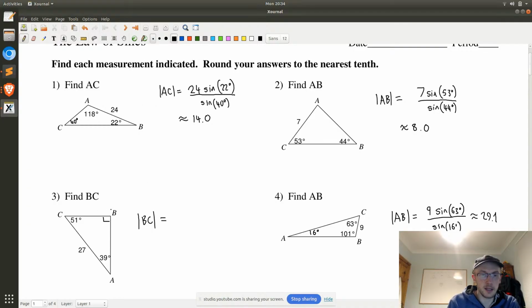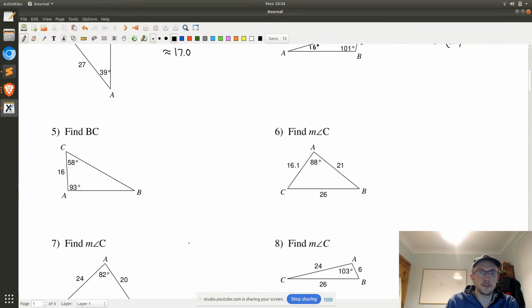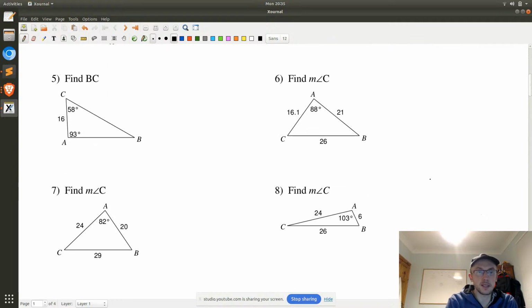Okay, so the length of BC divided by the sine of 39 degrees equals the length of 27 divided by the sine of 90 degrees. So it's actually supposed to be 27 sine 39. Spell it out when you don't get it. 16.99, which is about 17.0, and that's better. Right, get these right. Find the length of BC. Very well. BC.